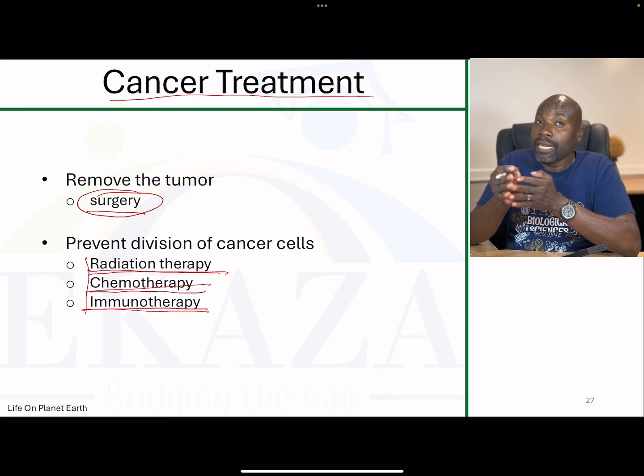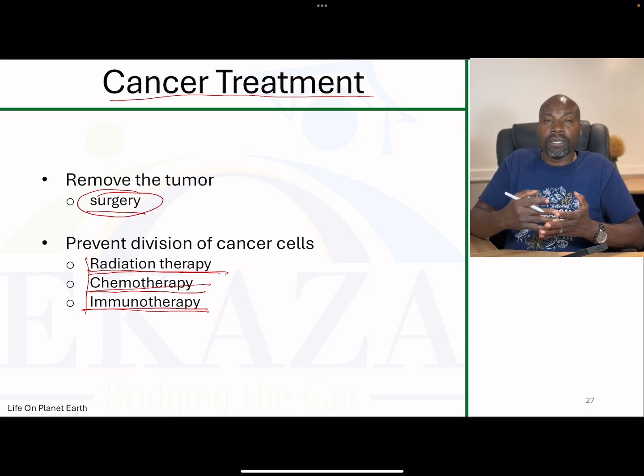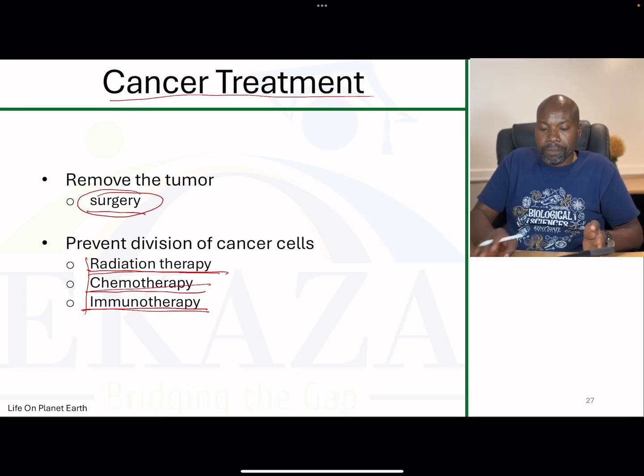A cancer cell is not a bacterium. A cancer cell is not a virus. A cancer cell is not a parasite, right? Those are biological structures that are completely different from our cells.